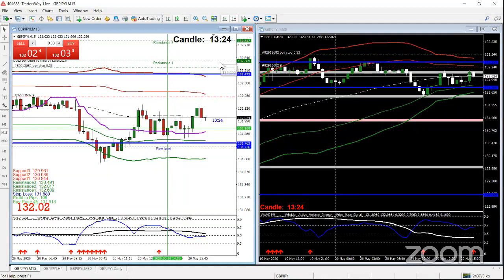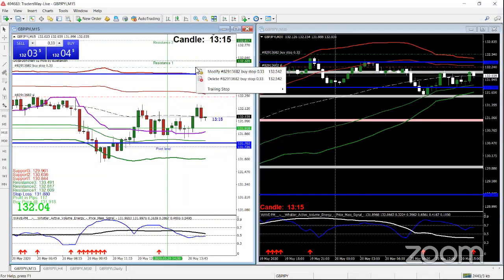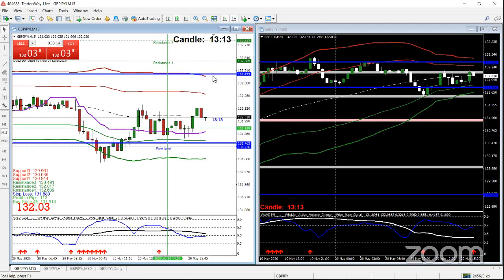I'm not going to do that because I'm seeing a better option here on the 15-minute. We could just wait for whatever happens, and then make our decision, because we still have our stop loss level to read anyway. Okay.